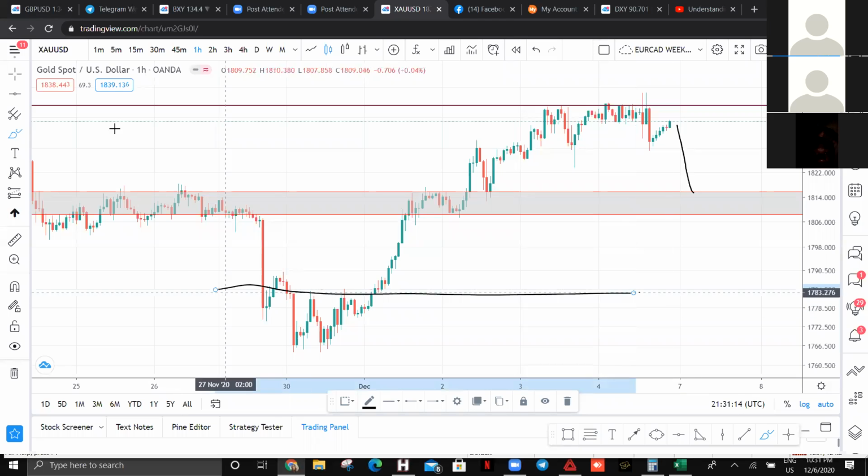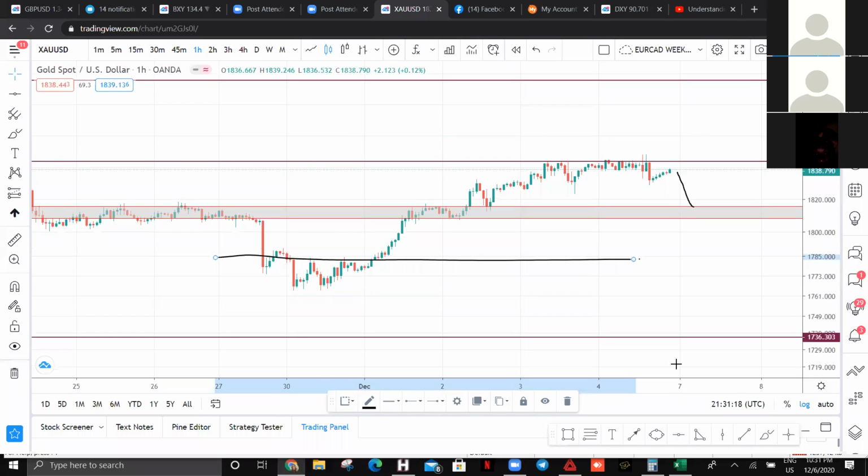Then my third TP will be here, 1736. So you see how I identify my TPs when I'm trading. I combine zone and my rectangle together. It will help your trading easy.